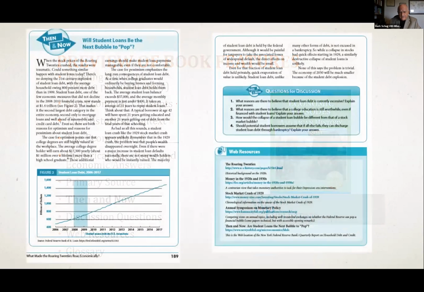And then another popular feature is the Then and Now. Scott wrote this one: will student loans be the next bubble to pop? So there's still big issues out there with student loans. This is a current update in the Roaring Twenties chapter, where there's mention of the stock market crash. And so this is a more contemporary version of a possible bubble.